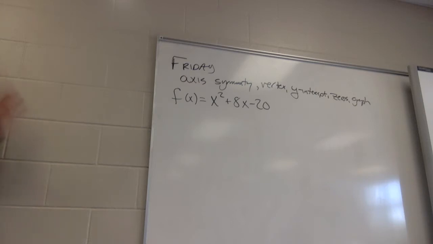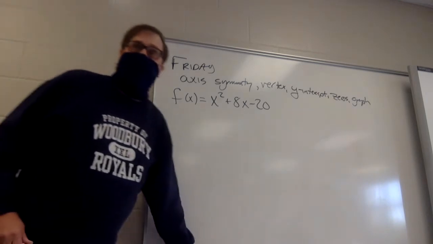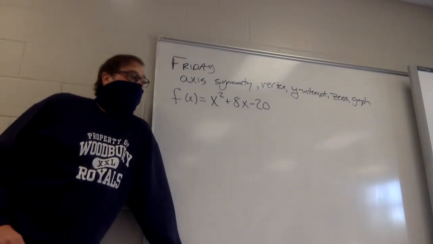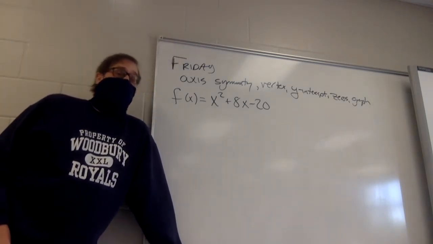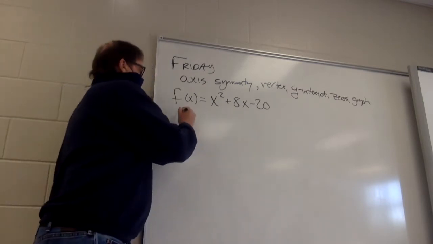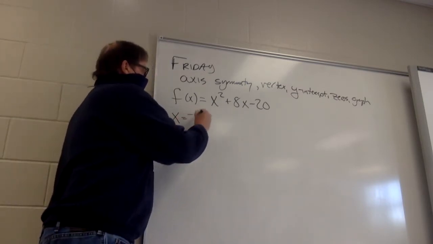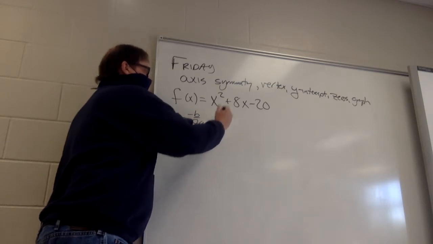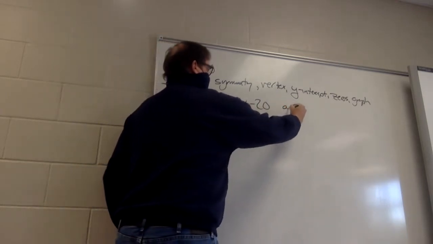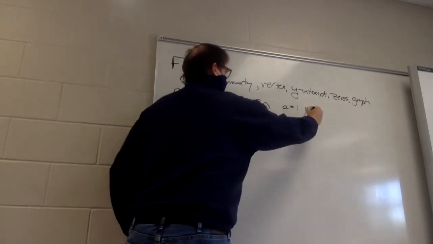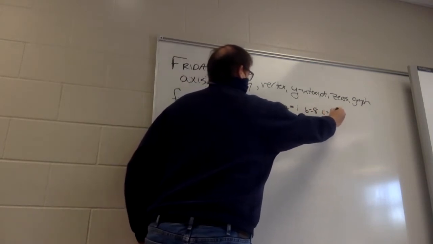One of the good things about distance learning, virtual learning, is you don't have to memorize any formulas. So you have written down the axis of symmetry is x equals negative b over 2a. I should have done this first. A is 1, b is 8, c is negative 20.